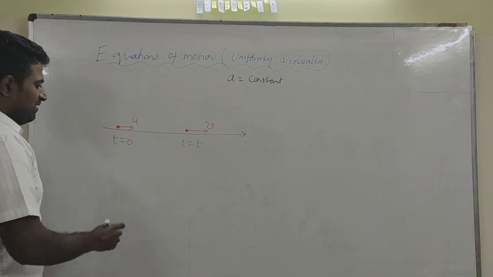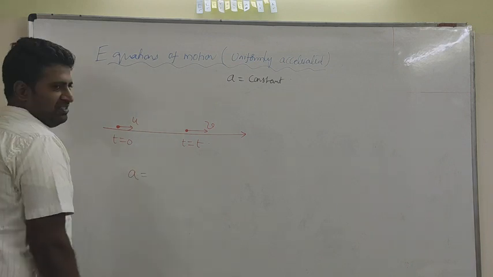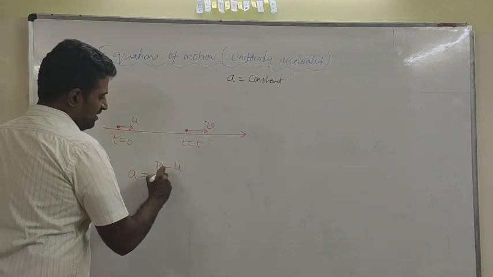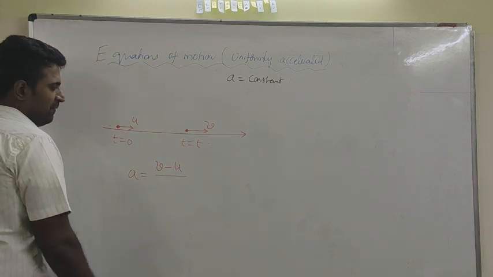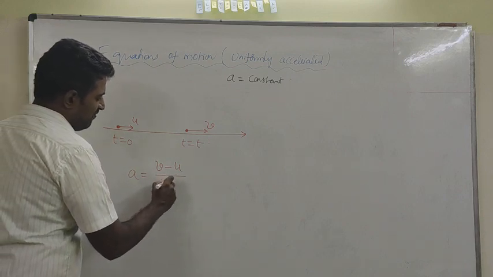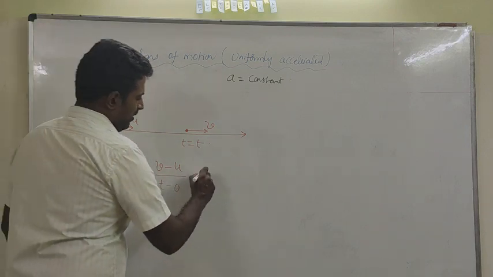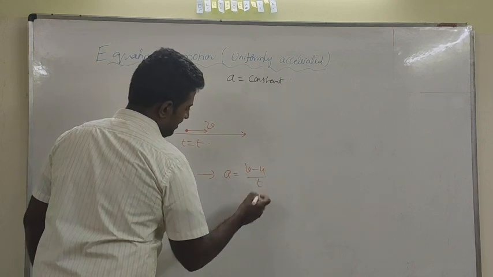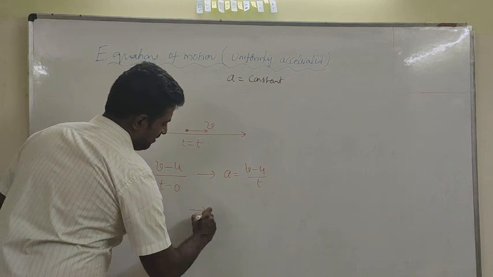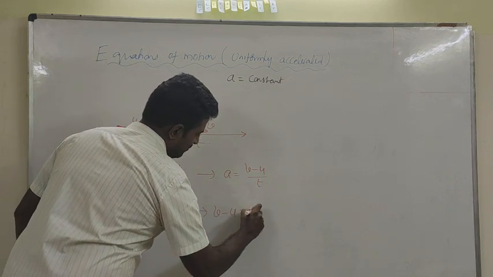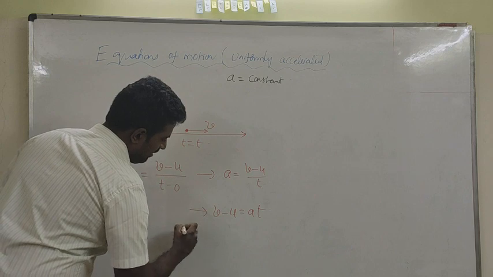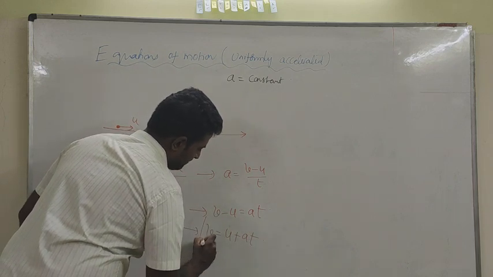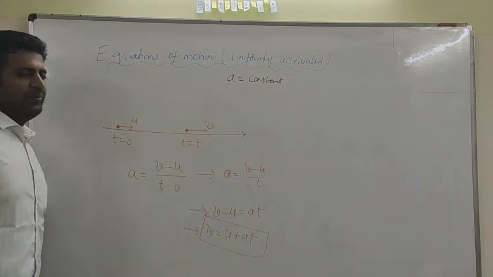We know the definition for acceleration. Definition for acceleration is change in velocity. Change in velocity means final velocity minus initial velocity, divided by time interval. Time interval will be t minus 0, implies acceleration is equal to (v minus u) by t. I am bringing t to the left hand side, implies v minus u is equal to at, implies v will be equal to u plus at. This is one of the equations of motion.